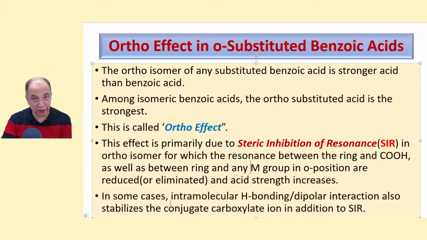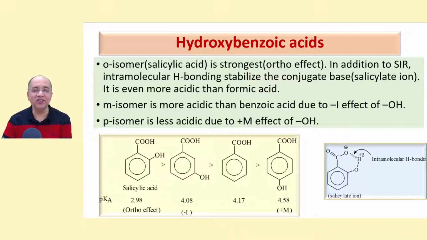And the secondary reason sometimes is intramolecular H bonding or dipole-dipole attraction, which stabilizes the conjugate carboxylate ion. In addition to SIR, this in some cases also is responsible to make the ortho isomer the strongest. Now let us take one by one. Use the ortho effect in all the isomeric hydroxybenzoic acids. Ortho-hydroxybenzoic acid, called salicylic acid, is the strongest, 2.98. It is much stronger than formic acid, which is 3.75.